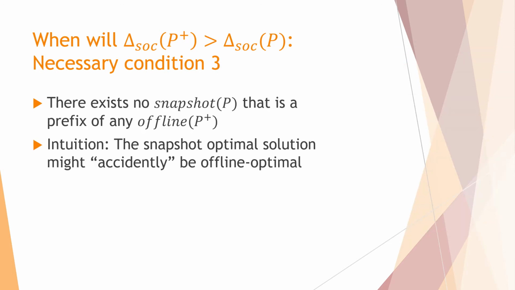Condition 3. It must be impossible to arrive at a snapshot optimal solution for P that is identical to an offline optimal solution for P up to the time where the new agent appears. If the offline optimal and snapshot optimal solutions are identical up to that time, then snapshot optimal would find the exact same solution as offline optimal, or another solution with equal costs.